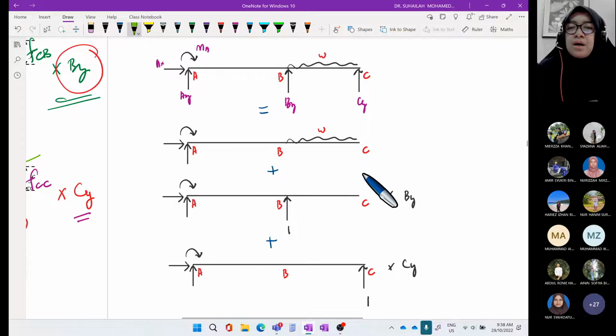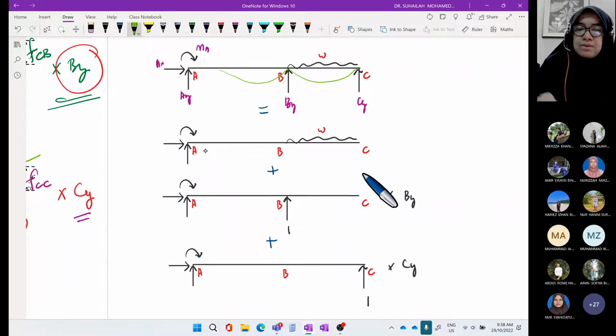Previously we marked the deflected shape. Okay, we draw the deflected shape, and we mark the delta.